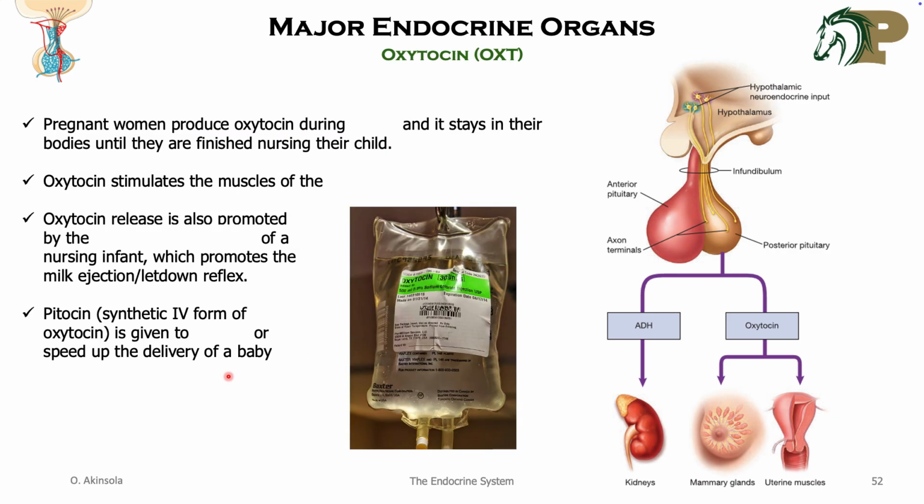Oxytocin, on the other hand, that's your other posterior pituitary hormone. This is going to be produced by pregnant women during labor, and it will stay in their bodies until they have finished nursing their child. Oxytocin will stimulate the muscles of the uterus to contract. So this is what is going to lead to the onset of labor in the pregnant woman.